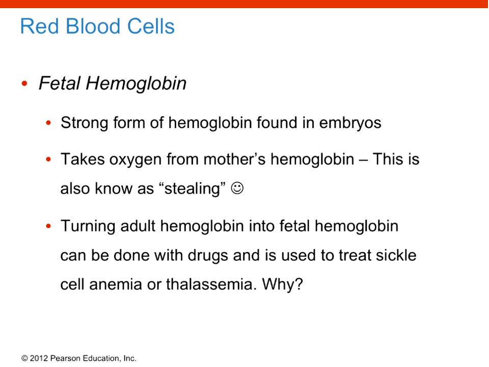Fetal hemoglobin is a little bit different than what we consider adult hemoglobin. And by adult, that just means that you're not a fetus anymore. So you can be 3 weeks old and still have adult hemoglobin. Fetal hemoglobin, which we find in embryos and fetuses, is a very strong form of hemoglobin. It has much higher affinity for oxygen than even your hemoglobin does.